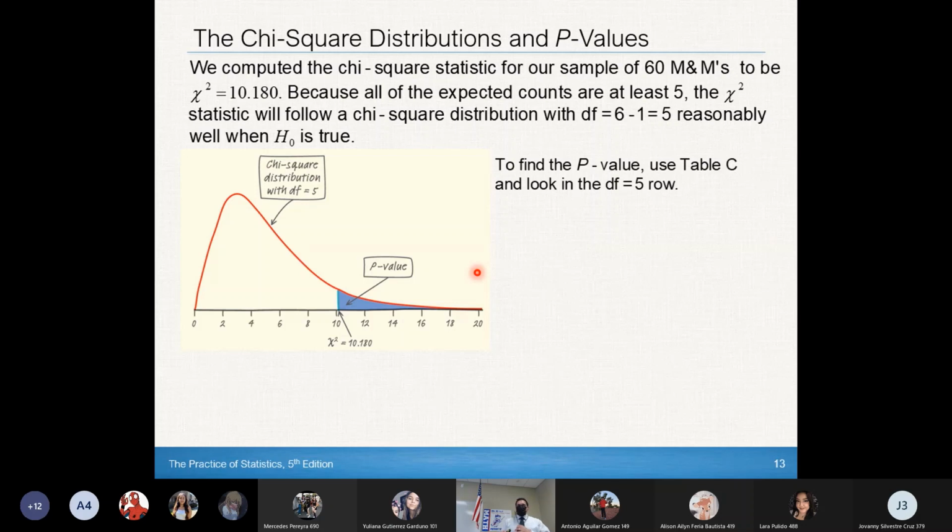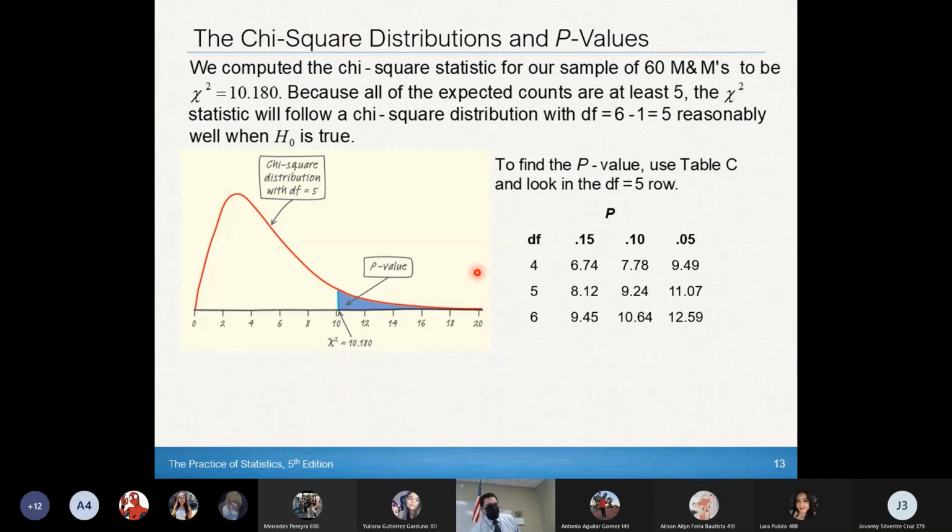To find the p-value, we use table C. That is the last table in your tables and formulas set of pages. And look at the degrees of freedom equaling 5 row. We have a little excerpt from this here. We have degrees of freedom 5 here. We're going to look across this row, and this is just a section of it. The chi-square statistic of 10.180 lies between 9.24 and 11.07.